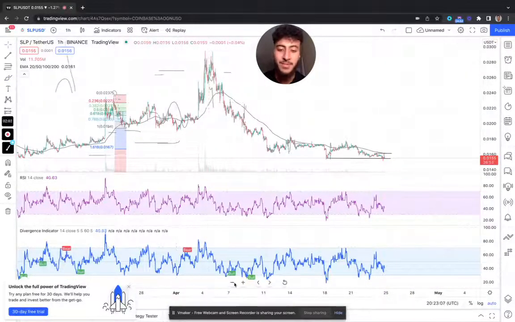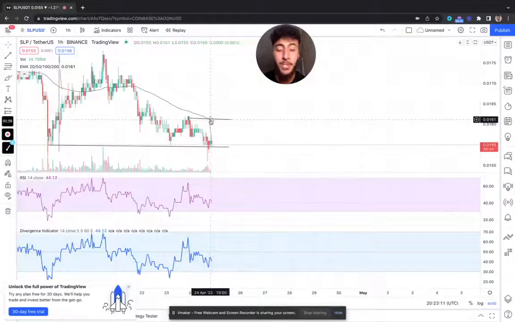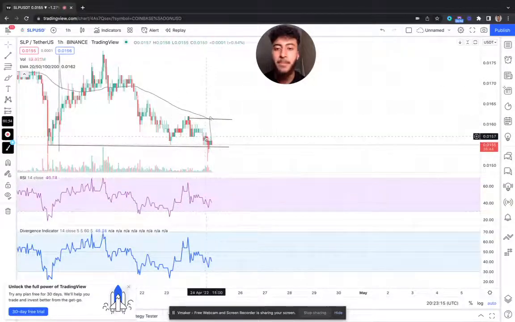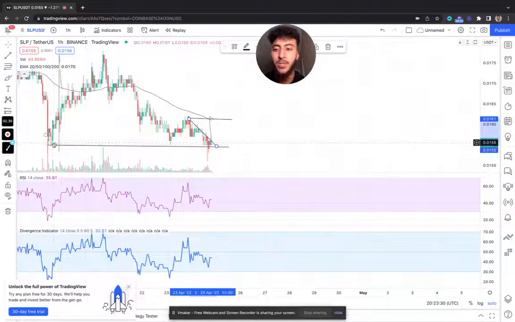Please be cautious because it's very important how we react from these levels. And until we break the levels of the 50 MA, we could see just SLP going back down. So it's very important that we are breaking out of this downtrend as of now. Hopefully, break out of it, not break under the levels of 0.0155, because we could see a retracement back down, and that just means that these levels here weren't respected as we saw before.